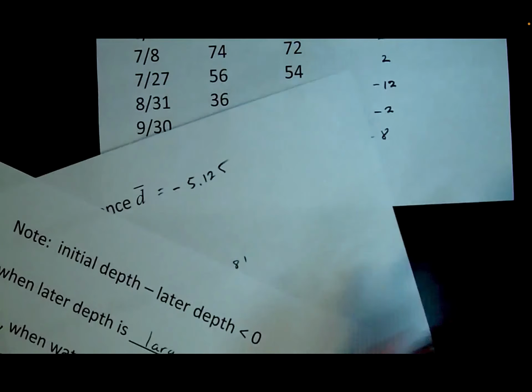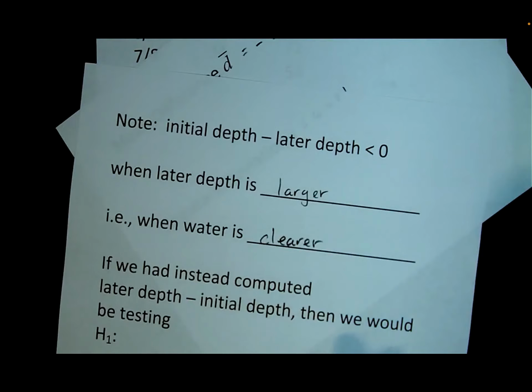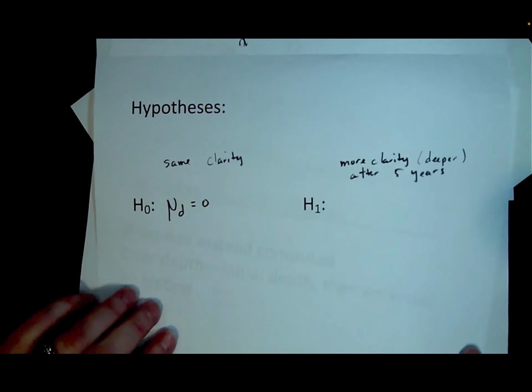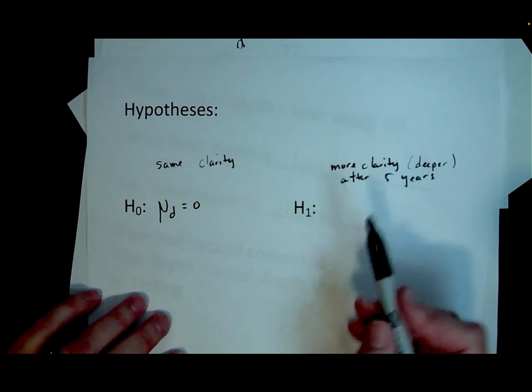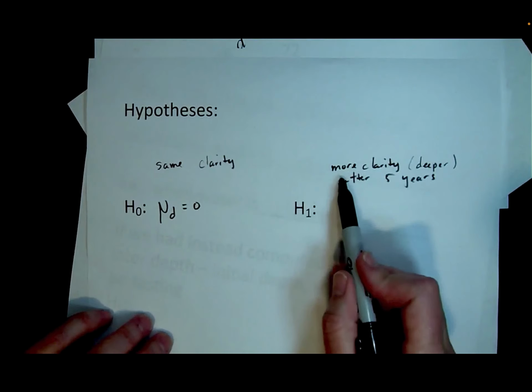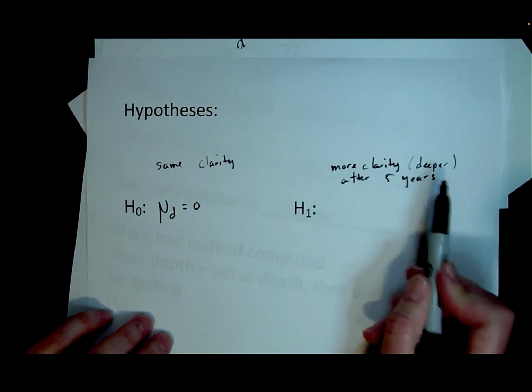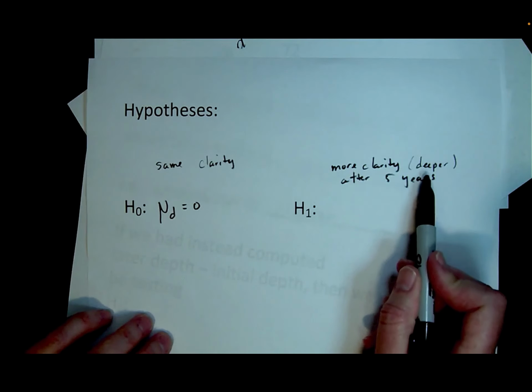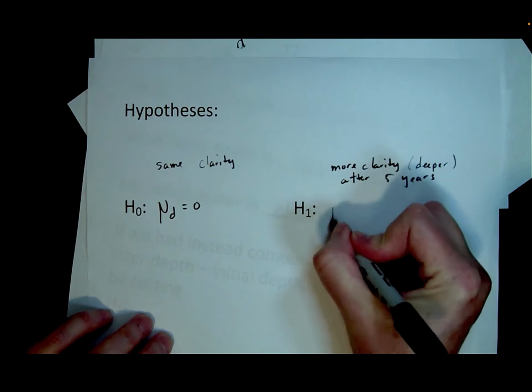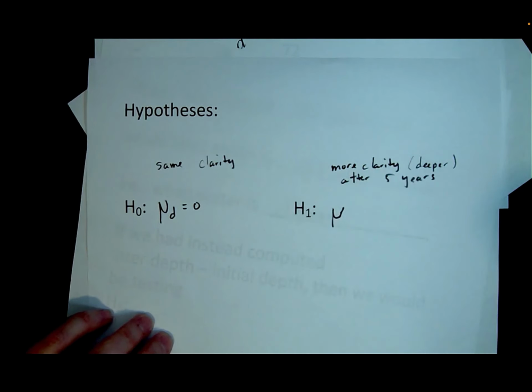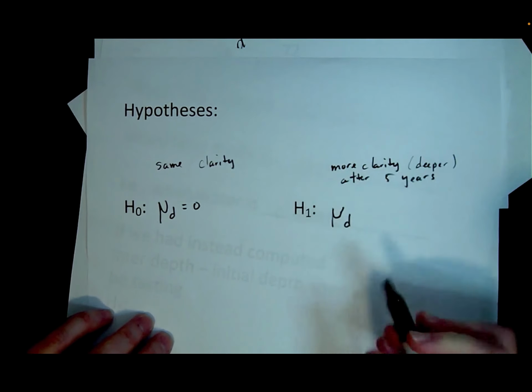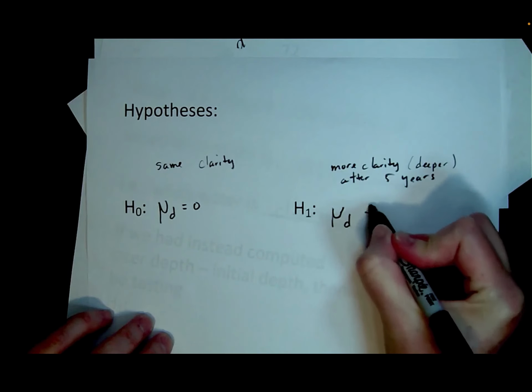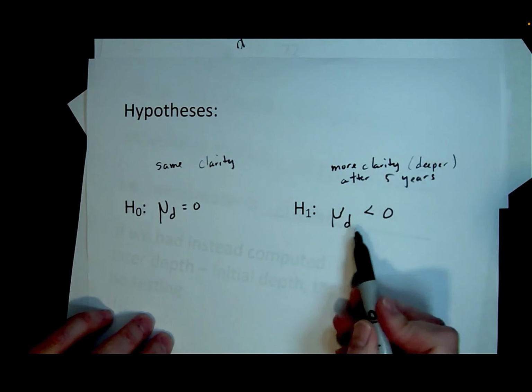So if we go back to our hypotheses, we never filled in the alternative hypothesis. We're testing for more clarity, deeper visibility into the water, and because of the way we set up the difference, that's going to correspond to having a negative difference.